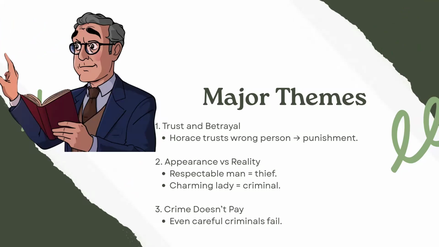Let's now focus on the major themes of the story. Trust versus betrayal. Blind trust leads to downfall as Horace trusts the wrong person, which leads to his punishment. And next, moving on to appearance versus reality. Horace seems to be a respectable man, but inwardly he is a thief. And the lady, who appears to be very charming, is actually a criminal.